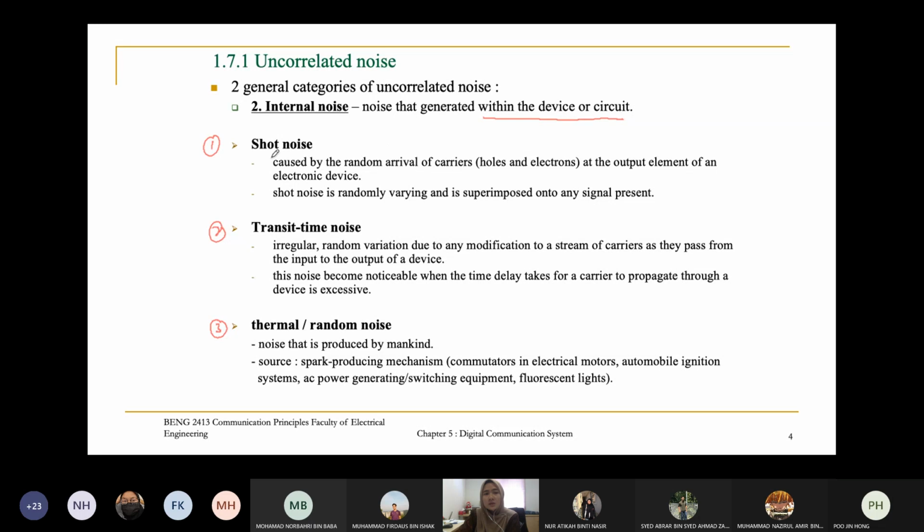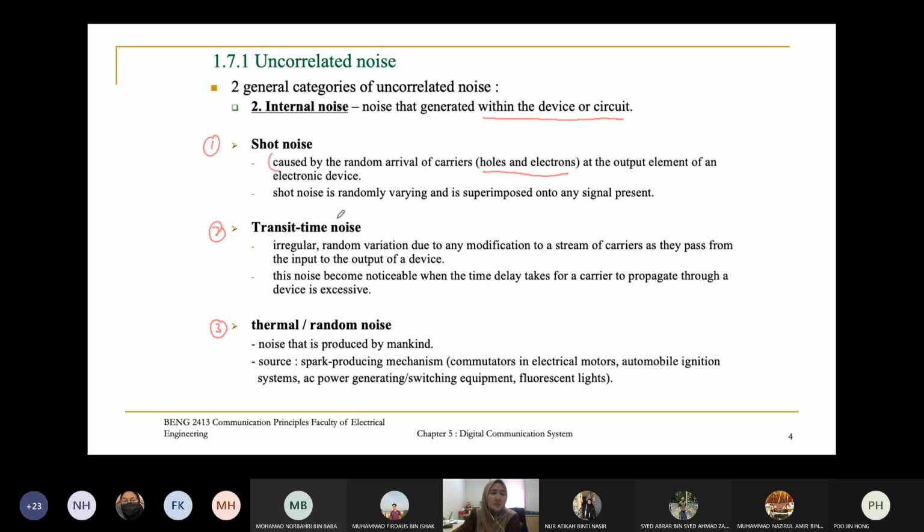Shot noise is caused by random arrival of carriers at the output element of electronic devices. If you still remember, in physics or chemistry, you have learned about holes and electrons. So shot noise is caused by the arrival of the holes and electrons in an output element.